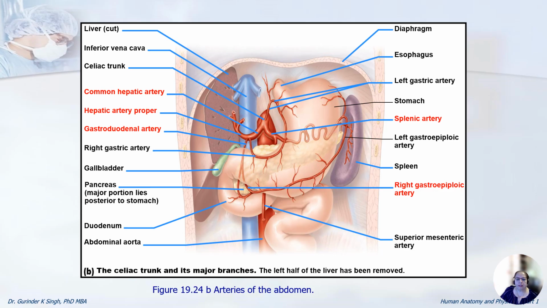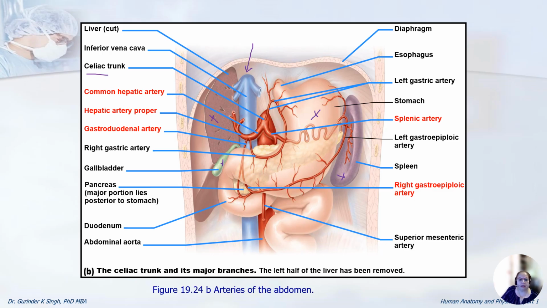So this blue vessel is what? This blue vessel is your inferior vena cava coming, and here is your stomach. Let's first identify the organs we have in this picture. This is the liver, which is cut off, and then we have the gallbladder here, and then this is the spleen. And here is the celiac trunk, and we are looking at the celiac trunk.